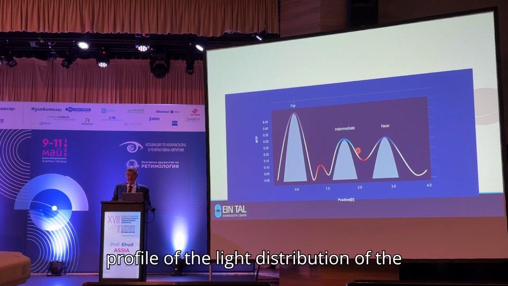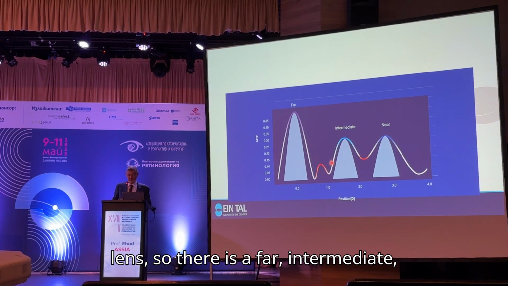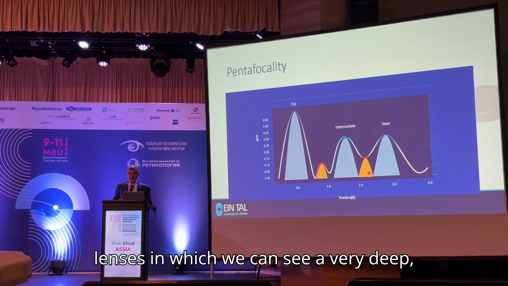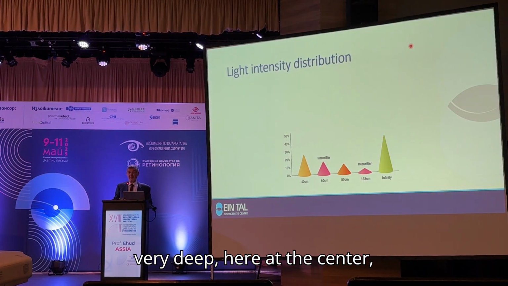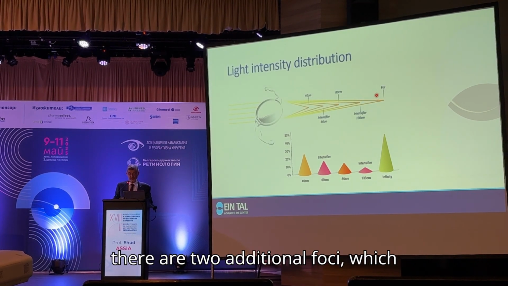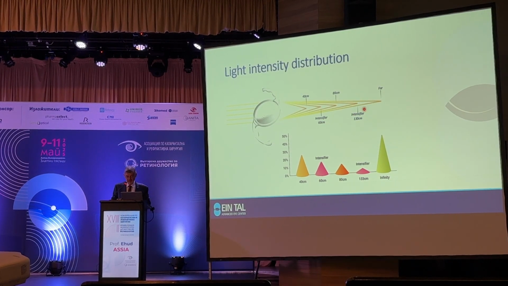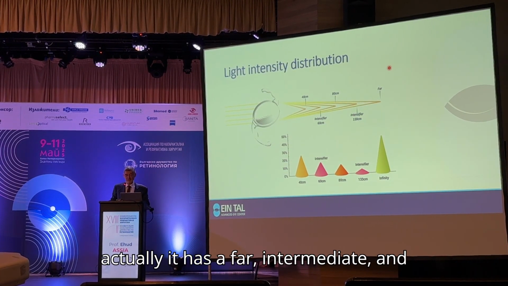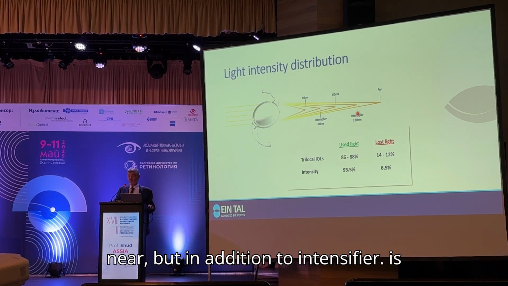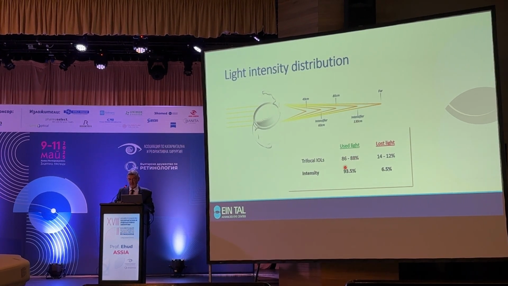If this is the profile of the light distribution of the lens, there is a far, intermediate, and near. But here in between, unlike other lenses in which we can see a very deep dip, here at the center there is not a dip, but actually there are two additional foci, which makes the lens actually a pentafocal lens. And this is the light distribution. Actually, it has a far, intermediate, and near, but in addition an intensifier, which is why it's called Intensity lens, so it covers the entire range.